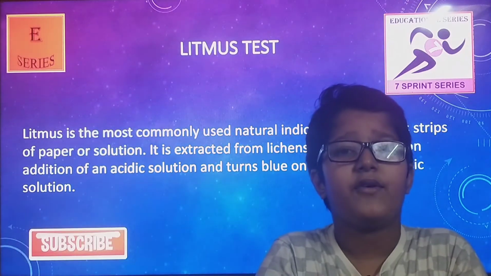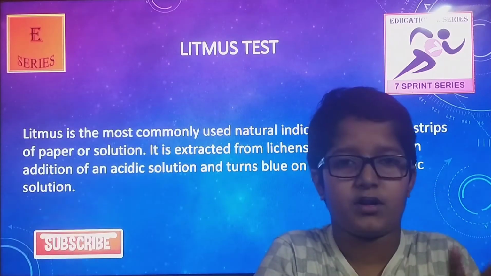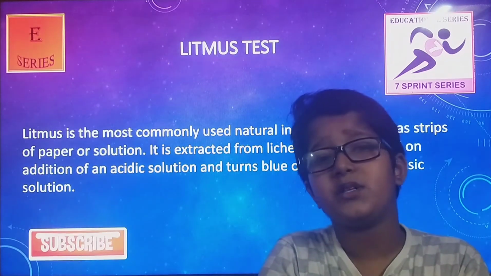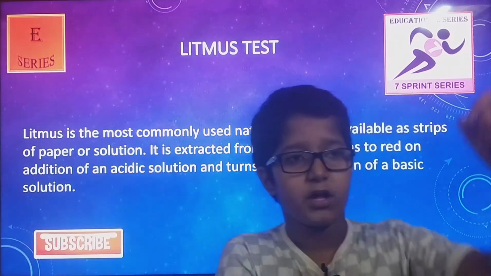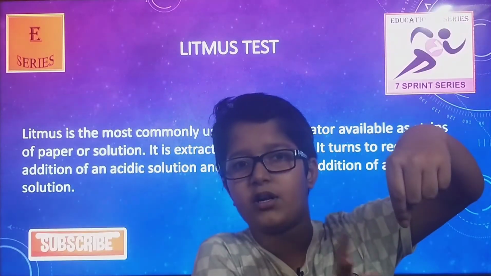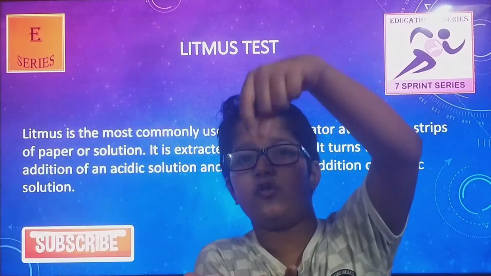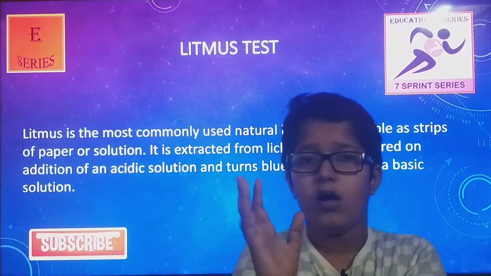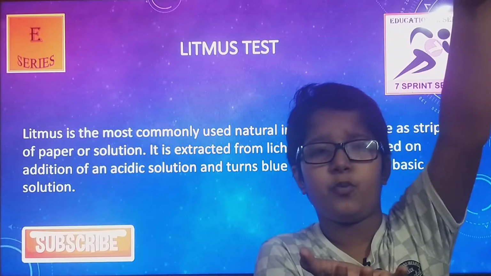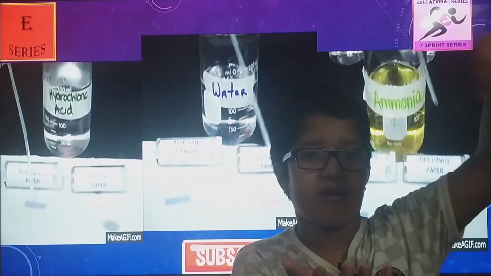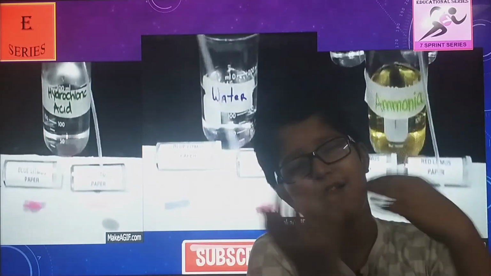Now here we will talk about litmus papers. There are two kinds of litmus paper: blue litmus paper and red litmus paper. If you put a blue litmus paper in an acid, it will turn red. If you put a blue litmus paper in a base, no color change. Now take a red litmus paper, and if you put it in an acid, no color change. And if you put it in a base, that red litmus paper will turn blue.